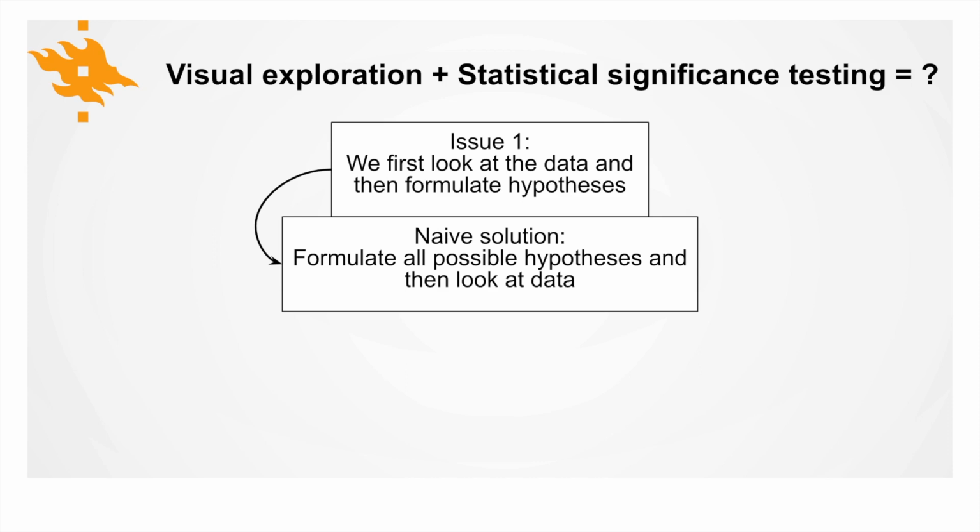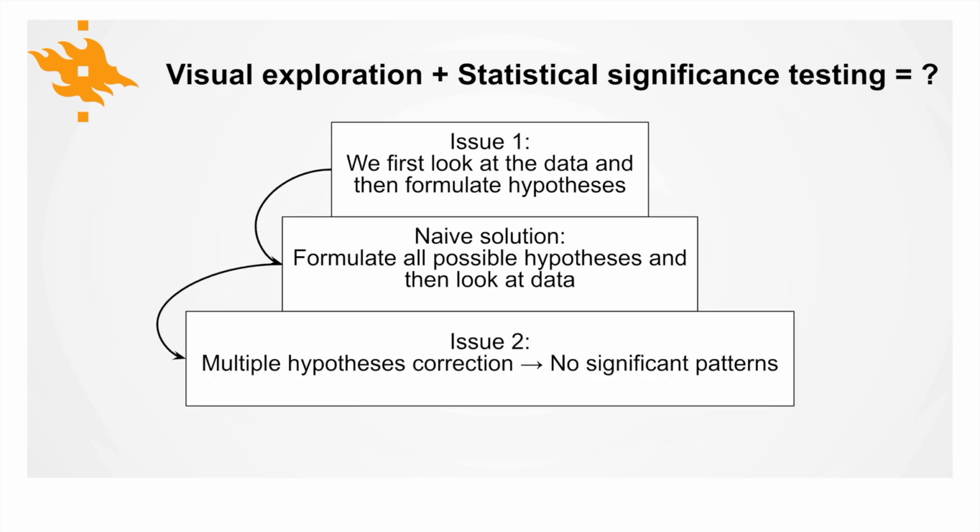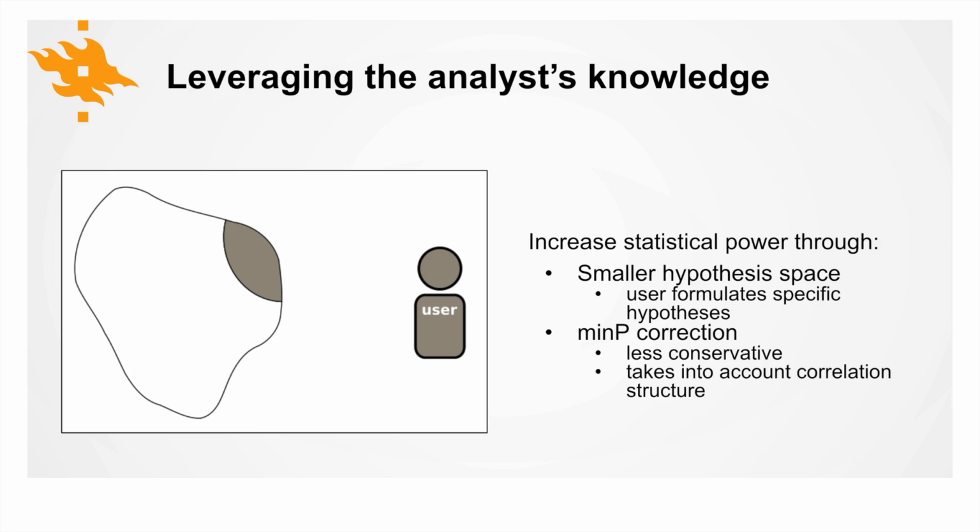If we apply multiple hypothesis correction to reduce the inevitable false positives, then we lose all statistical power and find no significant patterns. We improve statistical power by leveraging the analyst's knowledge. If you have prior knowledge about the data, either from expertise or experience, then you formulate specific and focused hypotheses. This results in a smaller hypothesis space and improved power.